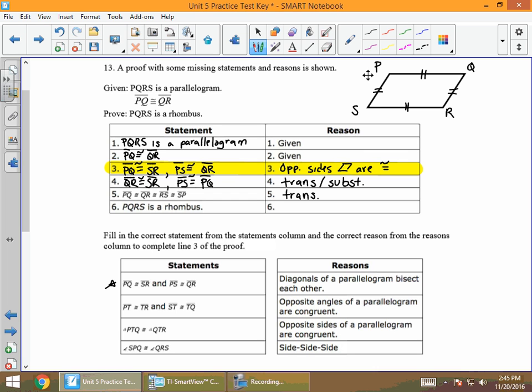And if all four sides are congruent, then it's a rhombus by the definition of rhombus. I did not want you to do the entire proof, but I just thought it might help you understand why line 3 is what it is if you were able to see that whole proof. So that's the end of page 3.